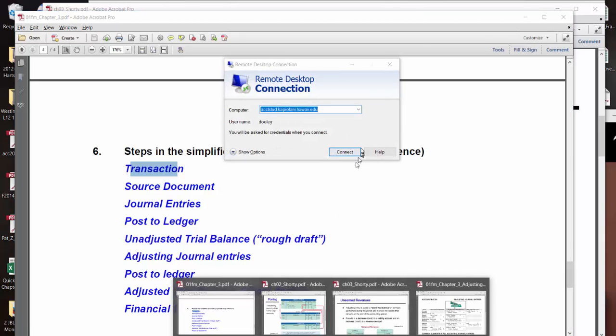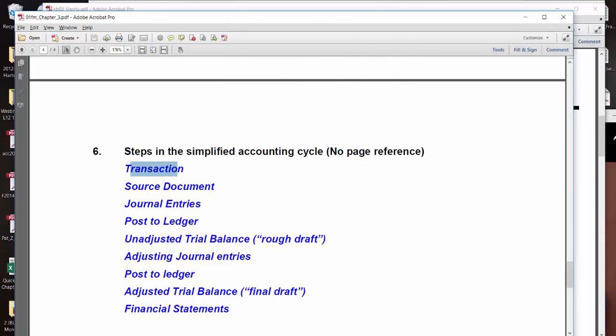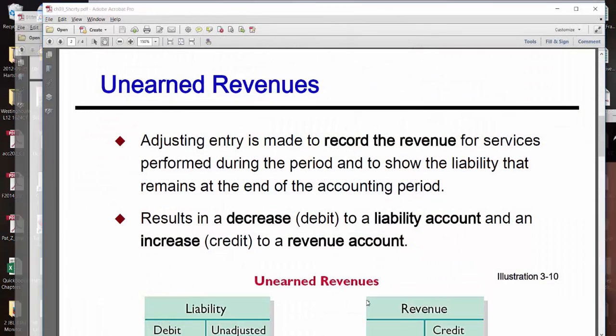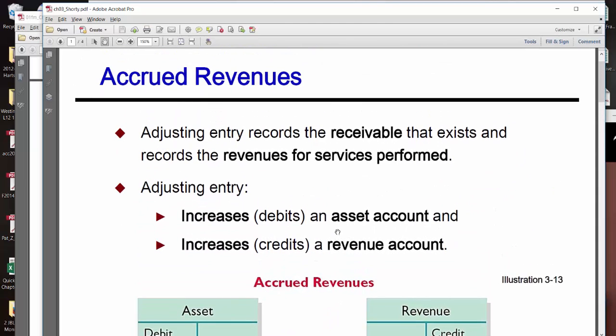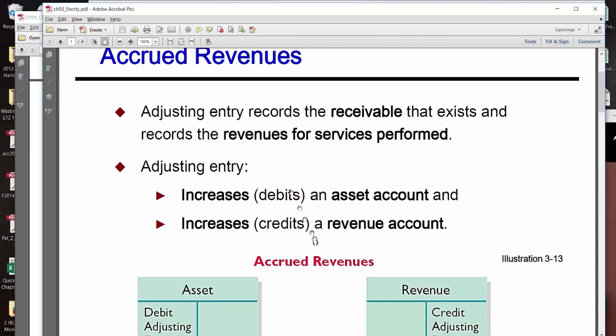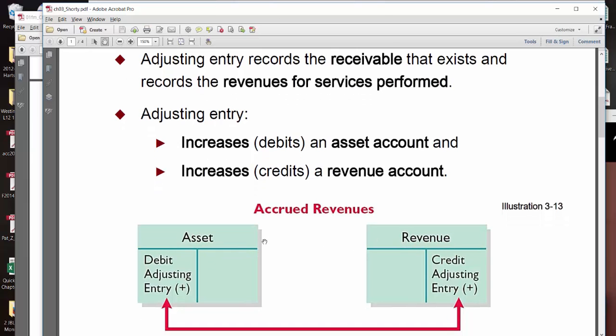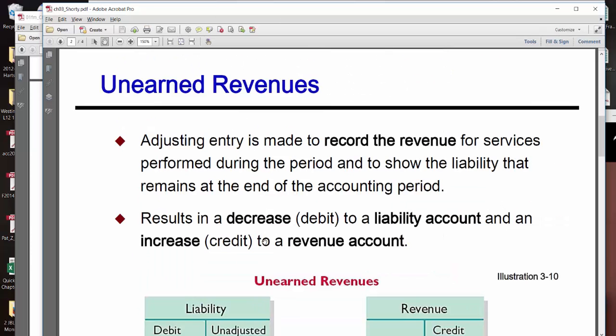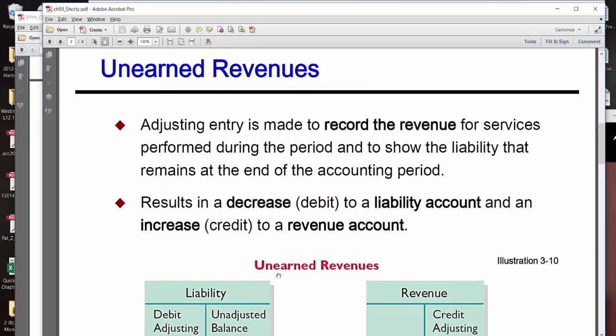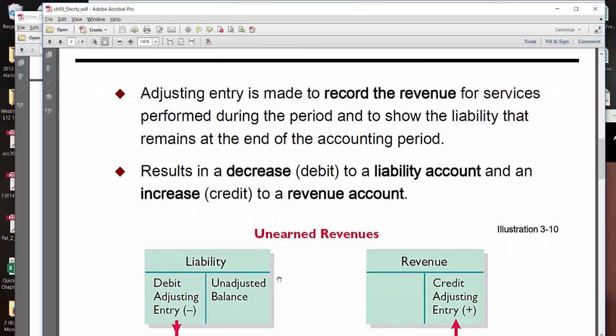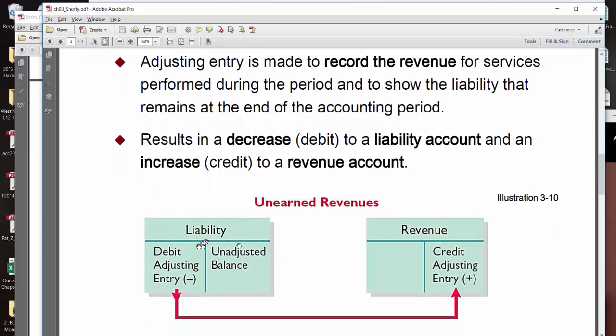So let's take a look at a recap of these things. Accrued revenues exist when we have revenue earned but not yet received. The adjusting entry will have this kind of impact on the accounts affected. Unearned revenues occur when we've received money before doing the service. When we do the adjusting entry for unearned revenues, they'll have this kind of impact on the associated accounts.